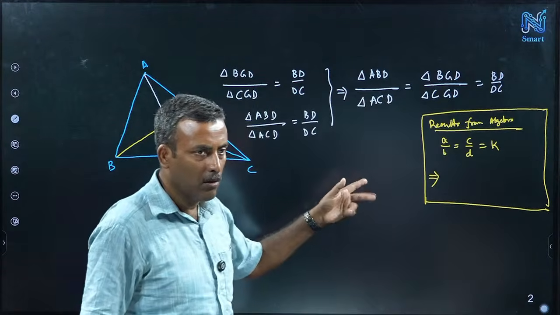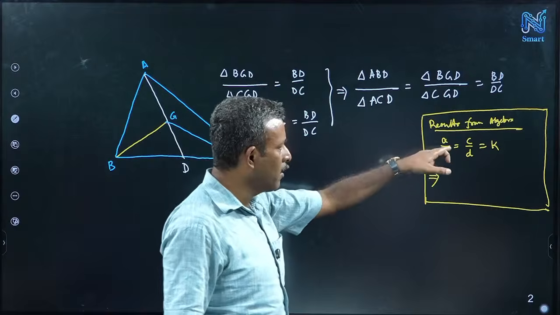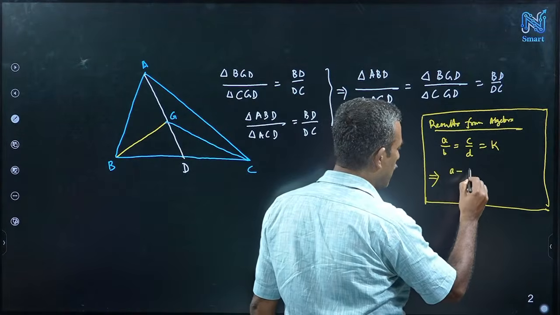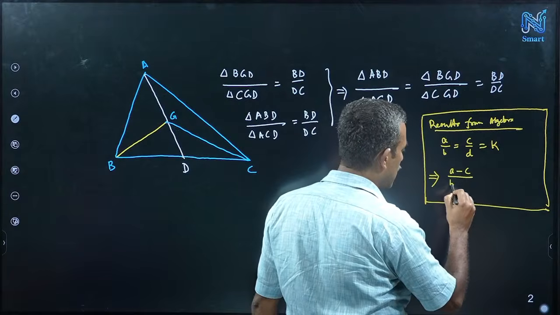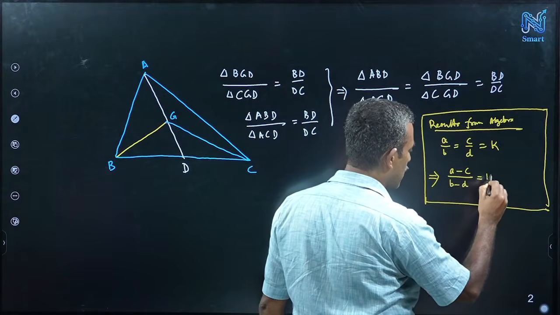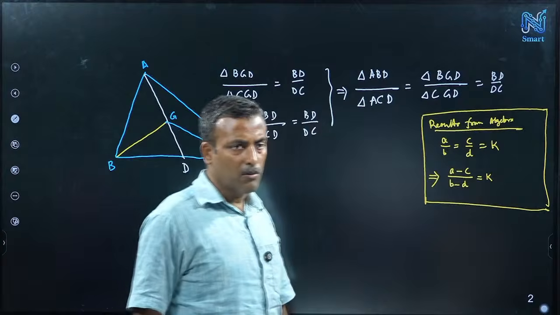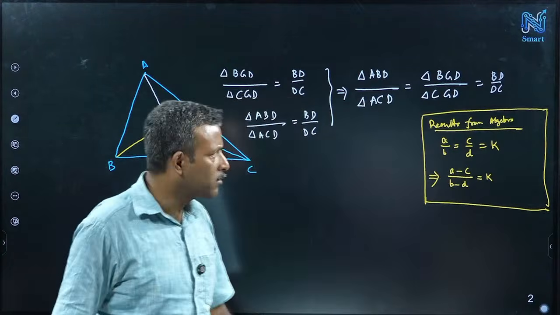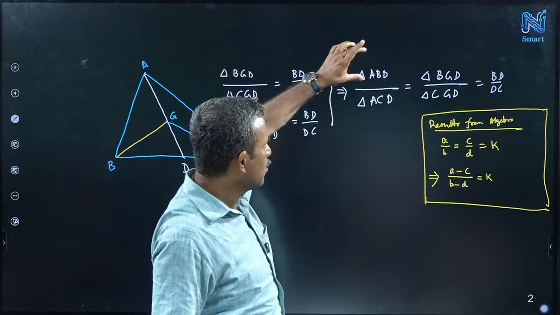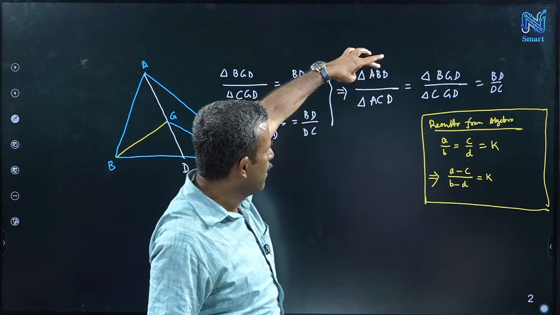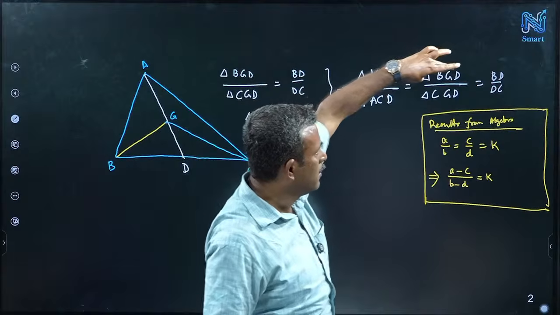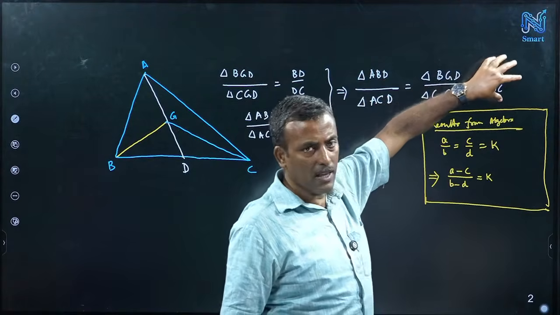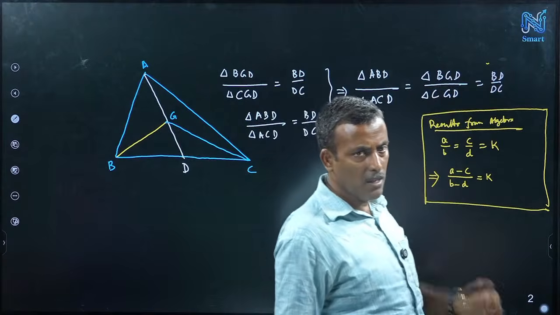Actually, if A by B equals C by D equals K, then A minus C by B minus D is also K, right? That we can easily prove: A equals B K, C equals D into K, put that in and it cancels. So now if I use this, think this is A, this is B, this is C, this is D, and BD by DC is K. So the whole thing is K.